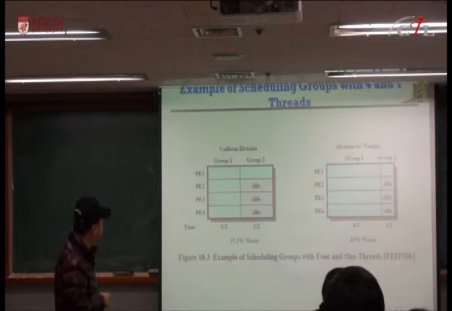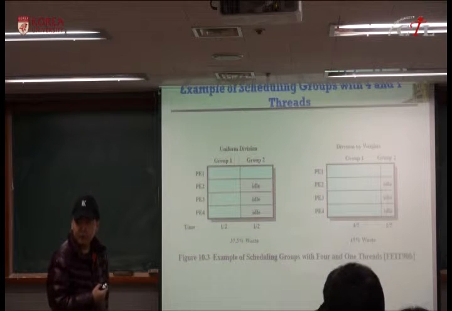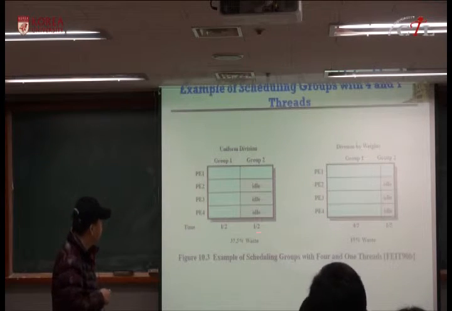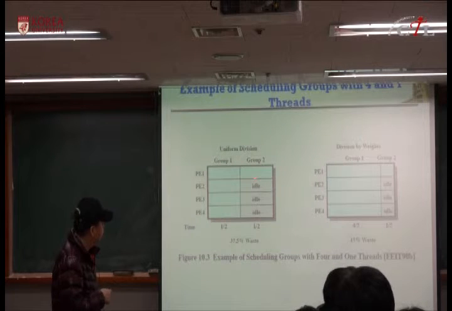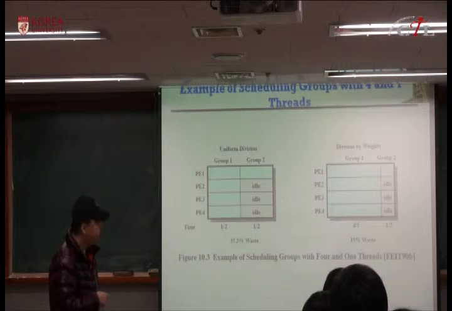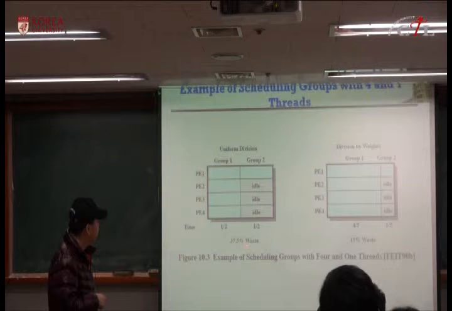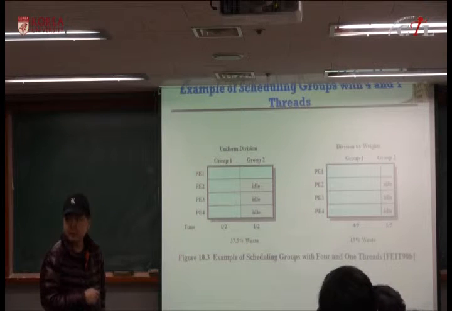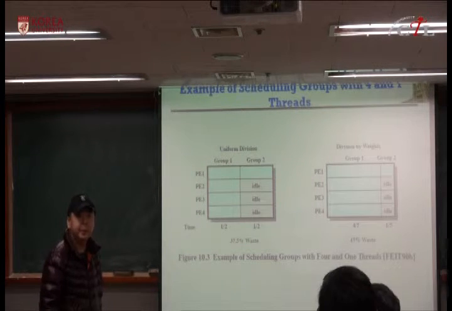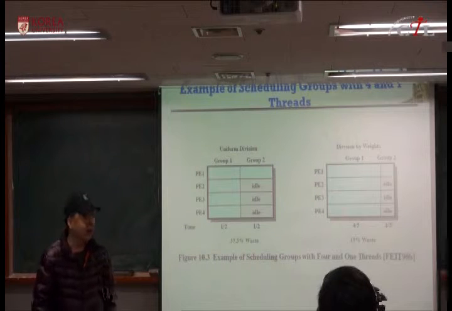In this case, group 1 is utilizing these 4 processor cores, all of them, because you have 4 threads. Group 2 has only 1 thread. So this much is idle, right? So the idle time is about 37.5% of the entire CPU utilization. Okay.